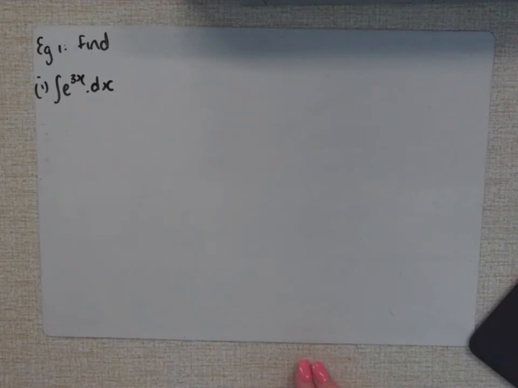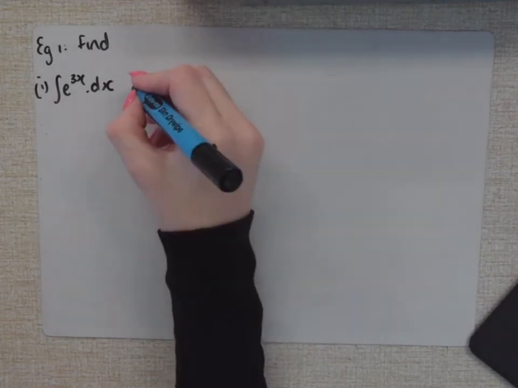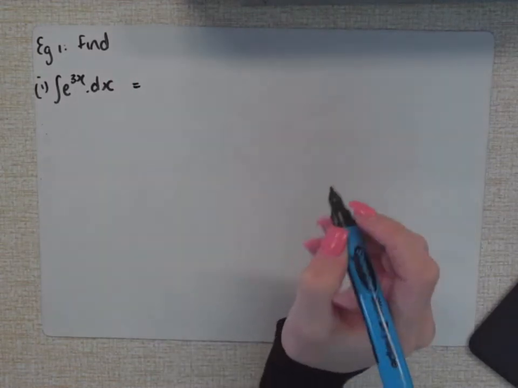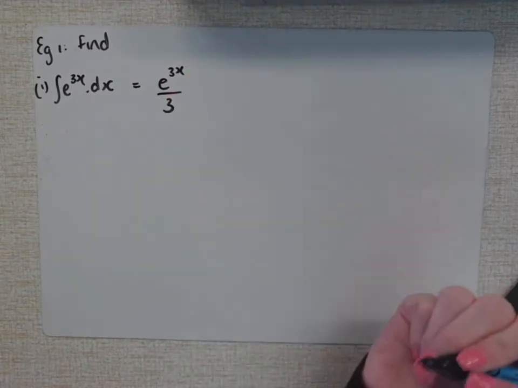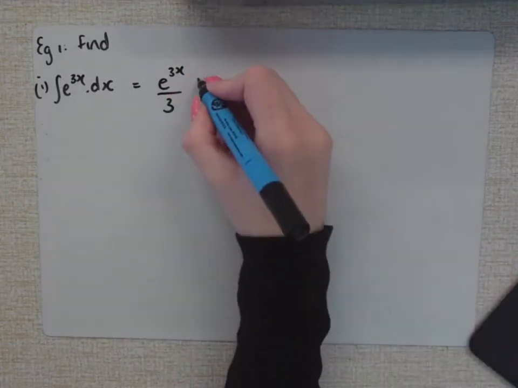Okay, find the integral of e to the power of 3x. What's that going to be? 1 over 3, yeah. So it's going to be e to the power of 3x over 3, or 1 over 3 by e to the power of 3x, plus your c.